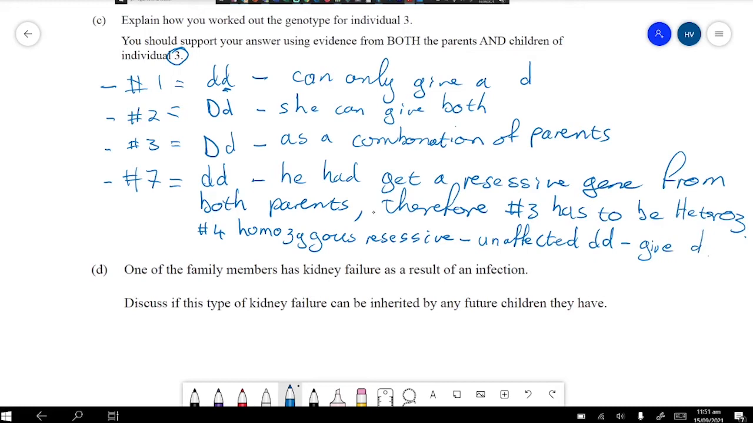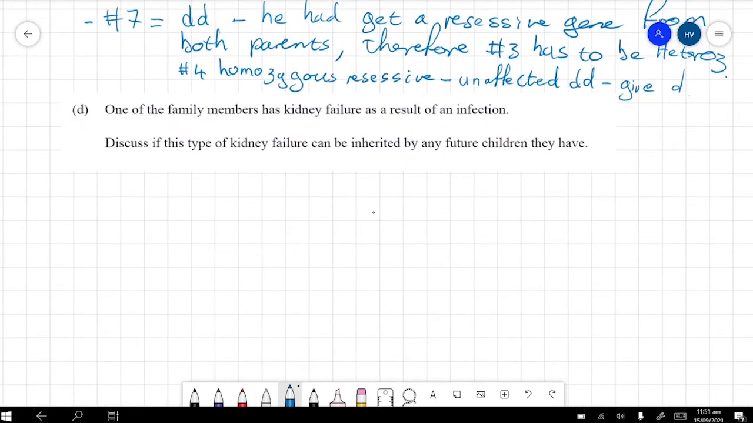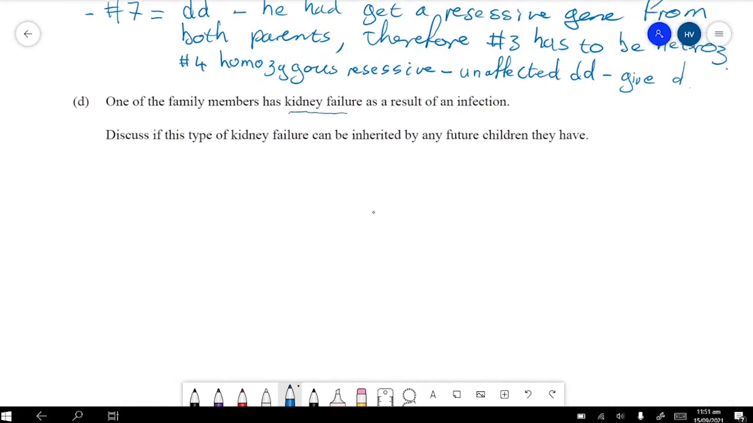Okay. And then it says one of the family members has kidney failure as a result of an infection. Now that's quite different. Now we have kidney failure due to an infection. It's got nothing to do with your genetics. Can you pass on an infection to your children through your genes? And the answer is no. An infection is affecting you now, and if I get COVID and I have a baby, or produce more children, they will not have COVID, because it is an environmental condition. Do you understand the difference?